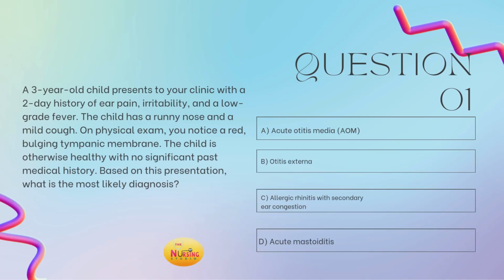Question number one: a 3-year-old child presents to your clinic with a 2-day history of ear pain, irritability, and a low grade fever. The child has a runny nose and a mild cough. On physical exam, you notice a red, bulging tympanic membrane. The child is otherwise healthy with no significant past medical history. Based on this presentation, what is the most likely diagnosis? Is it A, acute otitis media, B, otitis externa, C, allergic rhinitis, or D, acute mastoiditis?